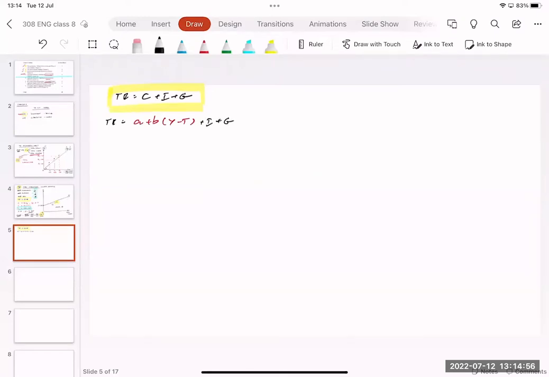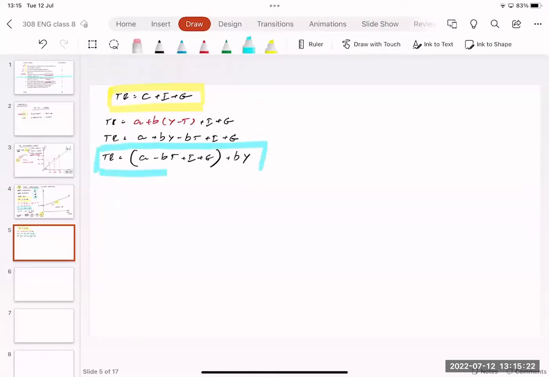Then I have this equation. I can easily rearrange the equation, multiplying B inside the bracket. I got BY minus BT. The rest is the same. Rearranging the equation again, I put the big bracket: A minus BT plus I plus G, close bracket, plus BY. This is what I want. This is the main equation of the total expenditure, right?